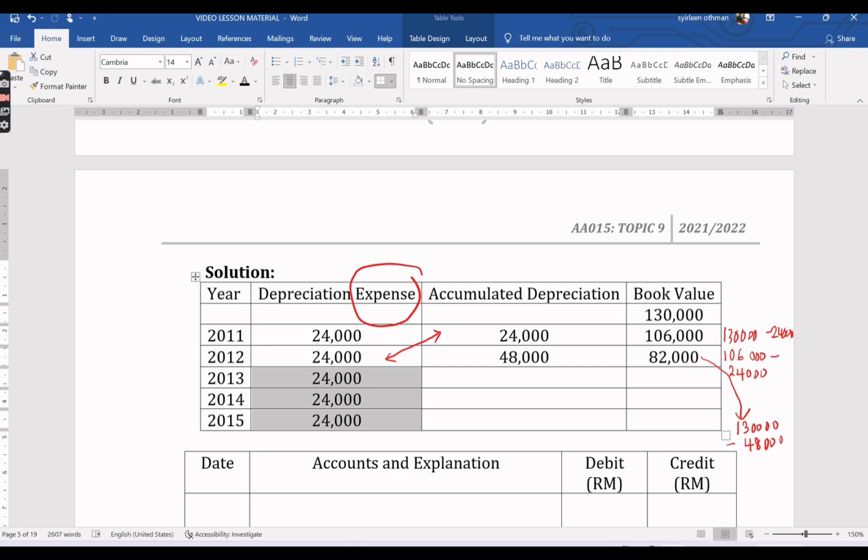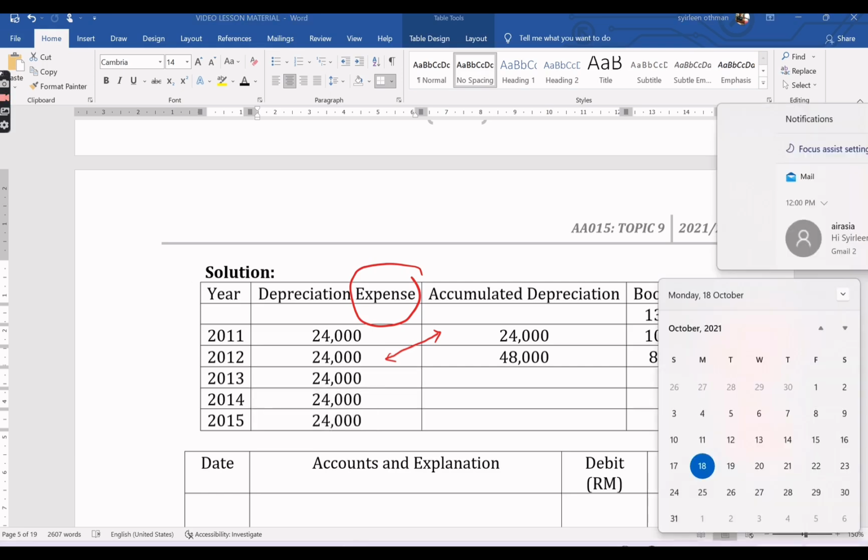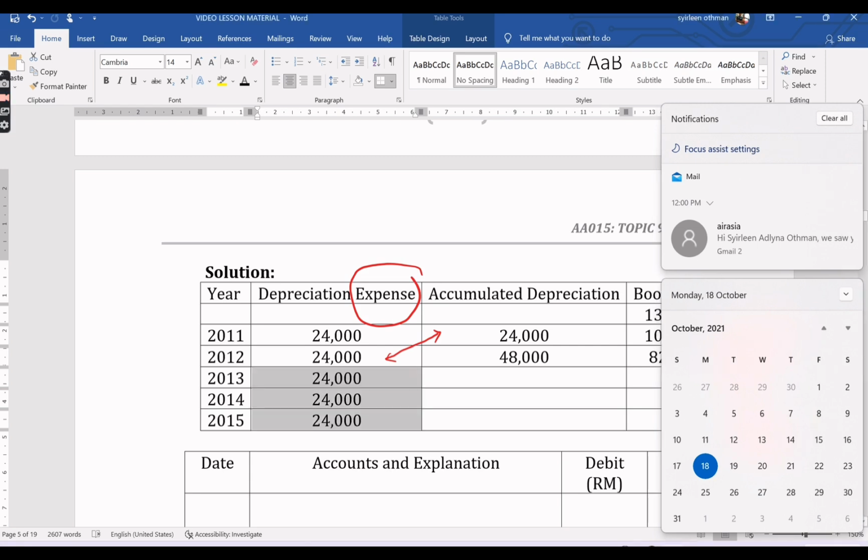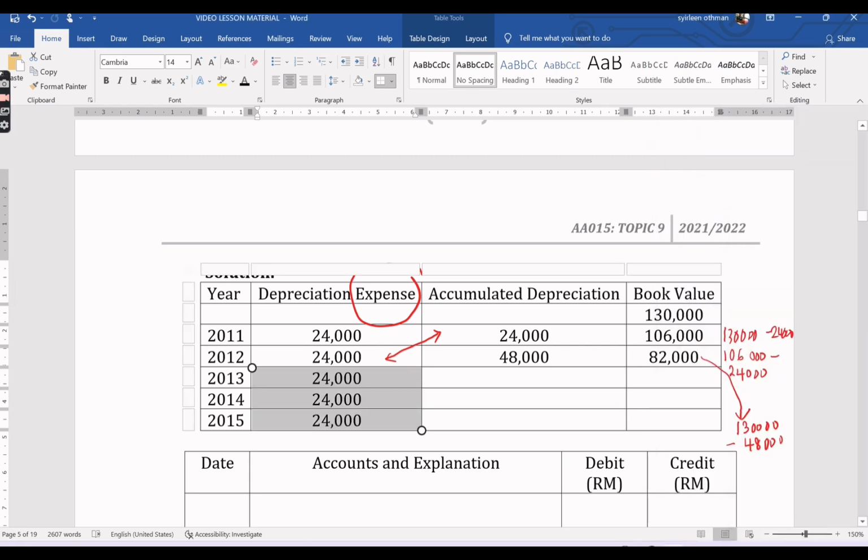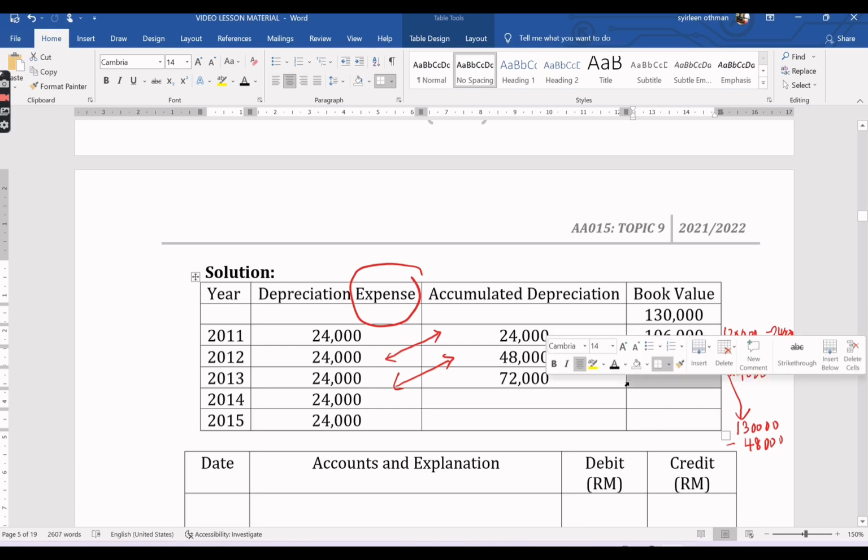Okay, so for 2013, since previously we have 48,000, your accumulated depreciation will increase to 72,000, which is 24,000 plus 48,000. That means apa yang berlaku tahun semasa, kita add up with the balance from previous years in your accumulated depreciation. Okay, so your book value is 58,000.